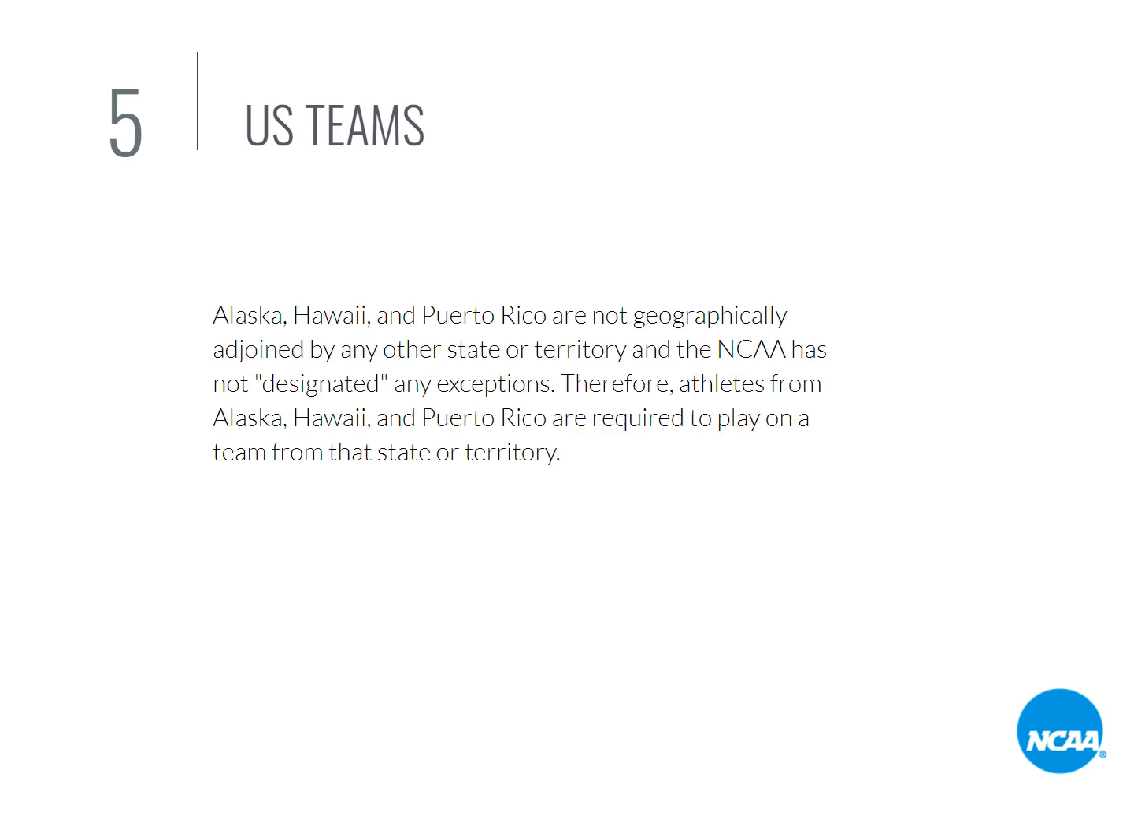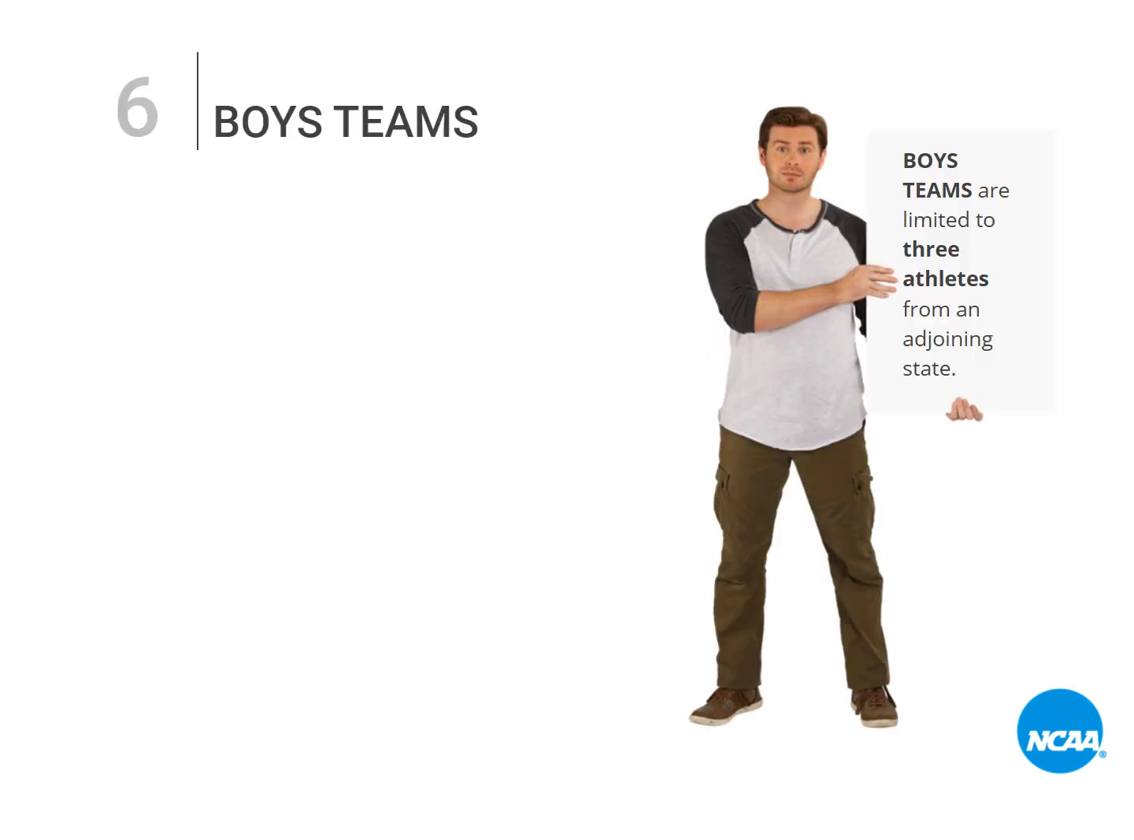Alaska, Hawaii, and Puerto Rico are not geographically adjoined by any other state or territory, and the NCAA has not designated any exceptions. Therefore, athletes from Alaska, Hawaii, and Puerto Rico are required to play on a team from that state or territory. Boys' teams are limited to 3 athletes from an adjoining state.